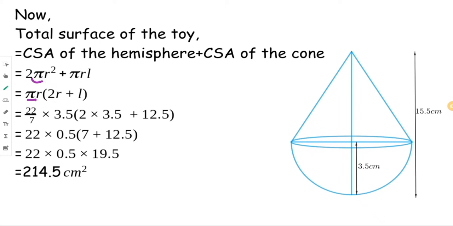Alright, so pi is pretty simple, 22/7. Radius we already know, 3.5. Then 2 into the radius 3.5. Slant height we got it now, 12.5. Then 7 into 7, 7 into 0.5. If you multiply 2 into 3.5, I'll get 7. Clear? I'm having plus 12.5, so when you add these two, I'm going to get 19.5. Nothing to do, multiply all these three. I'm going to get the total surface area of the toy to be equal to 214.5 centimeter square.